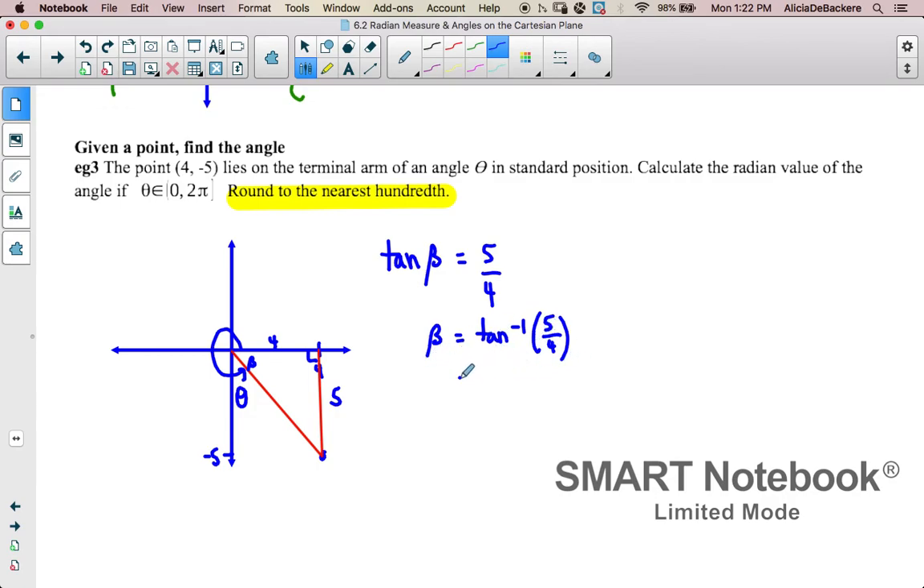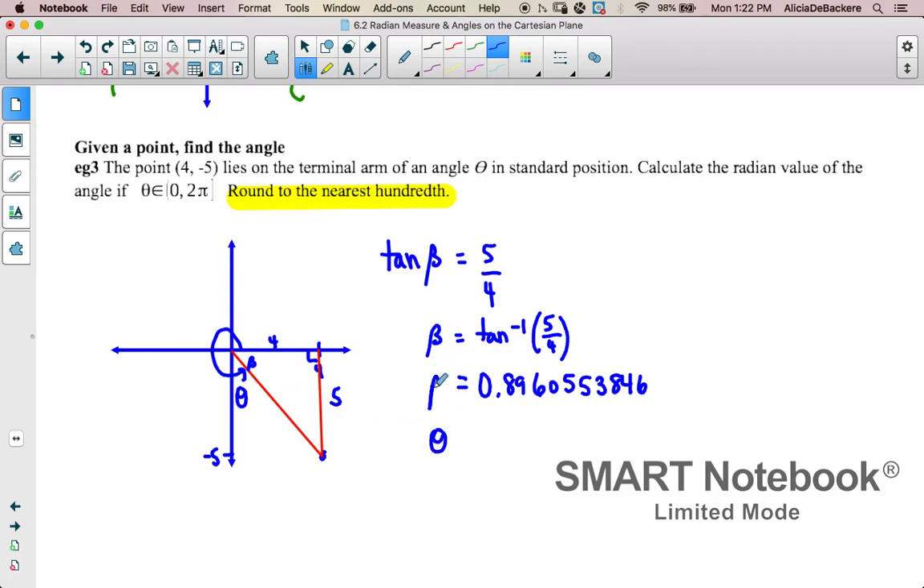Now, with trigonometry, it's really important that you don't round in the middle of the question. It will drastically change your answer in certain operations. So I'm going to type that into my calculator exactly using 5/4, and I'm going to write down all the decimal places because I'm not done. All right, now that I know the angle beta, I can actually figure out the angle theta.